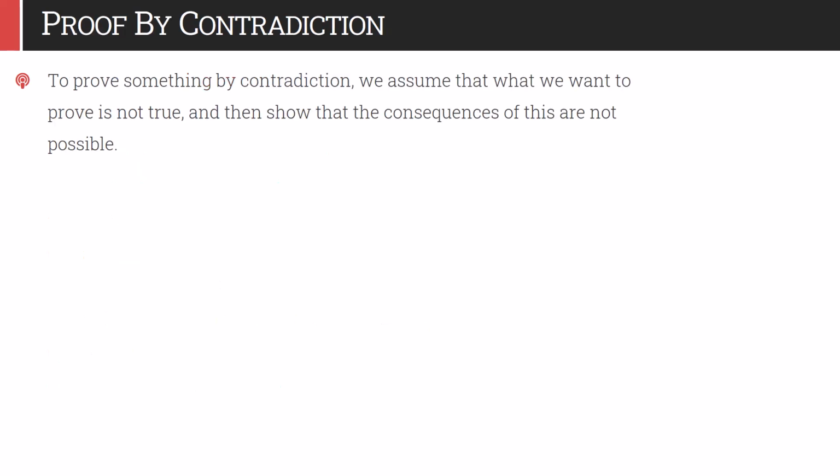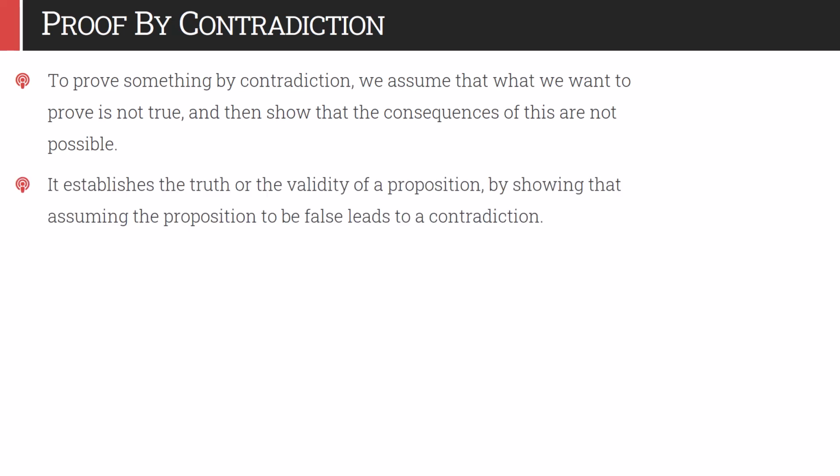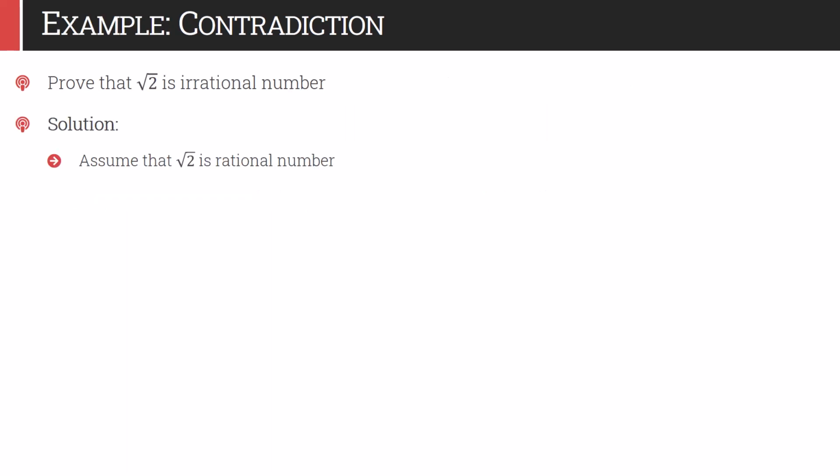Proof by contradiction. To prove something by contradiction, we assume that what we want to prove is not true and then show that the consequences of this are not possible. We won't be able to derive that statement and hence our assumption is wrong. So the given statement is true. It establishes the truth or the validity of a proposition by showing that assuming the proposition to be false leads to the contradiction and hence our assumption itself is wrong.